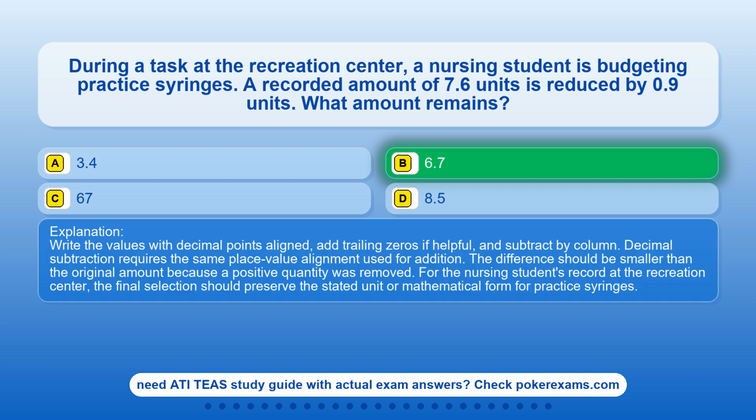Write the values with decimal points aligned, add trailing zeros if helpful, and subtract by column. Decimal subtraction requires the same place value alignment used for addition. The difference should be smaller than the original amount because a positive quantity was removed. For the nursing student's record at the recreation center, the final selection should preserve the stated unit or mathematical form for practice syringes.